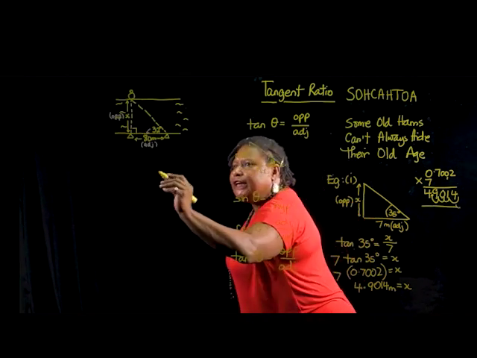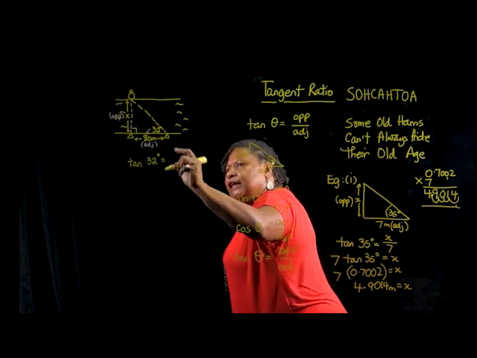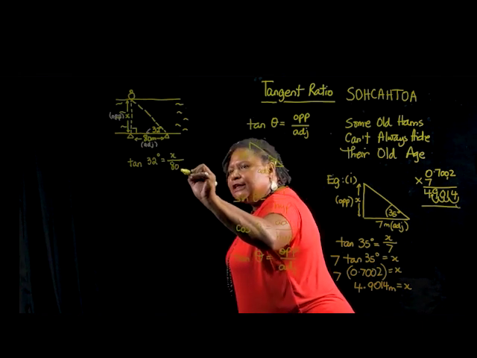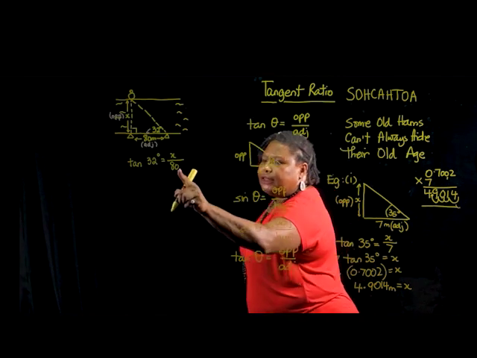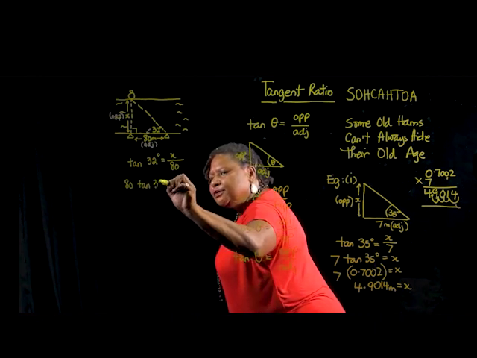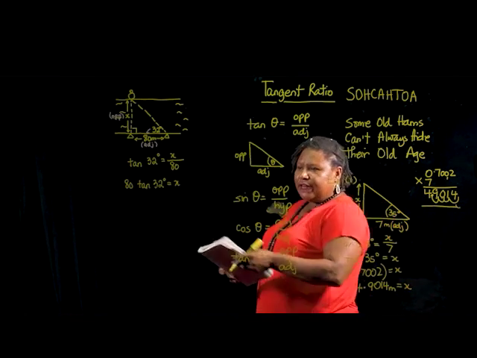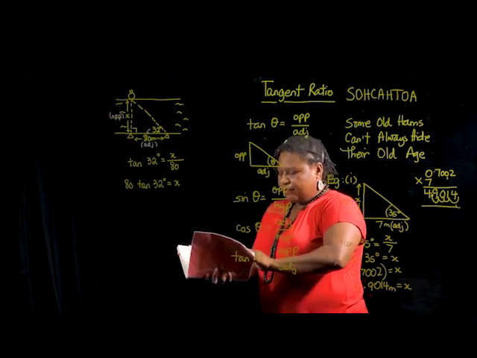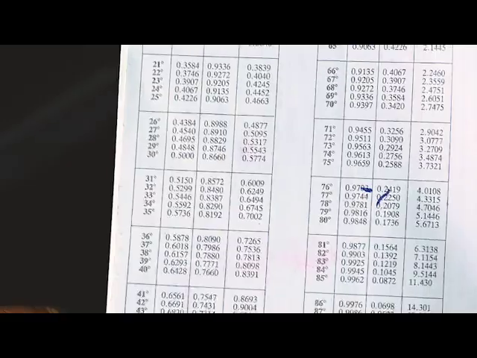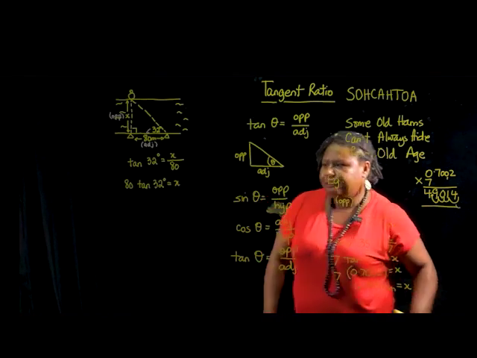So theta here is 32 degrees, tan 32 degrees equal to opposite, which is x, over our adjacent, which is 80 meters. Now take 80 across, so we have 80 tan 32 degrees equal to x. All right, so let's take our tables out again and check the value of tan 32 degrees. According to our tables, tan 32 degrees is 0.6249.